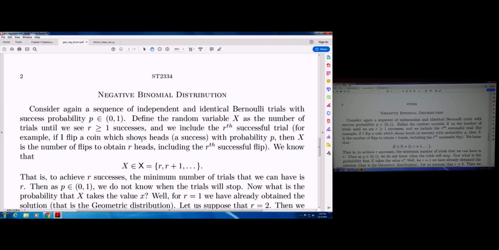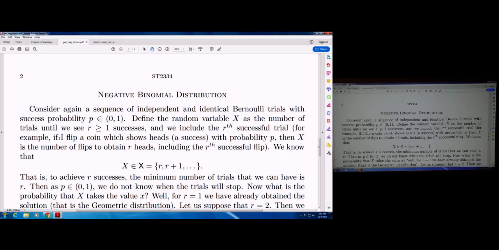So what's the idea? It's very similar to the geometric case. We consider a sequence of independent and identically distributed Bernoulli trials with success probability p. The same situation as for the geometric, except what we now measure is a random variable x that is not the number of trials up to and including the first successful trial. It's the number of trials until we see r successes, where r could be 1, 2, 3, 4, and we conclude with the r-th successful trial. For example, I flip a coin which shows heads with success probability p, and I keep flipping the coin until I attain r heads.